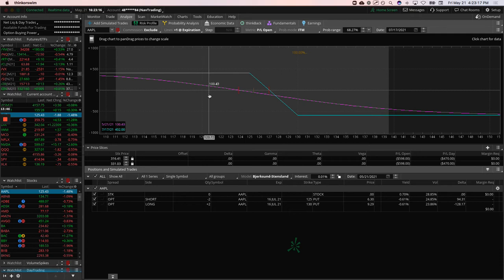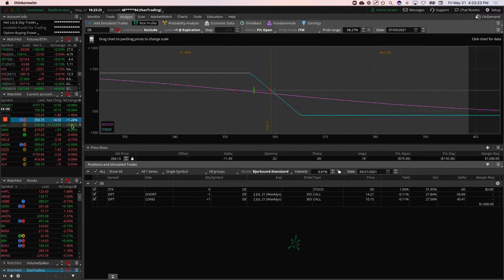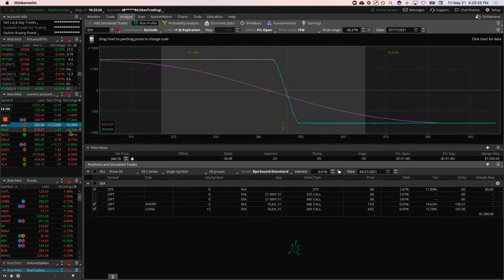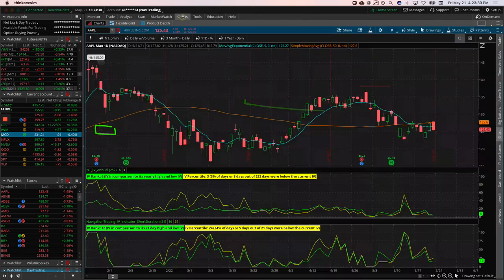So we've got another one of our short delta plays in Apple. Price is right inside range there. DE, I already mentioned. DIA, I already mentioned. IWM, I mentioned. McDonald's. All right, so we got a long put diagonal in McDonald's. It's pushed up a little bit since we put this on, so still got some room to the downside. And we've got all the way out to June 5th in this one, so we've got some time.